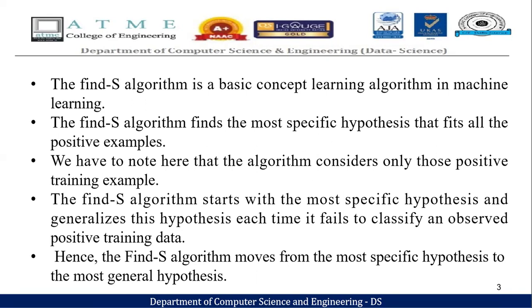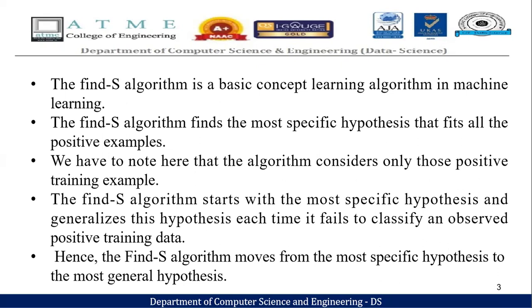We have to note here that the algorithm considers only the positive training examples. What we should keep in mind is that we are not supposed to consider the negative training examples. Only the positive training examples have to be considered. The algorithm starts with the most specific hypothesis, and generalizes this hypothesis each time it fails to classify an observed training example.